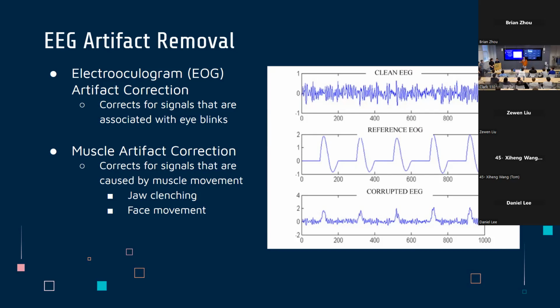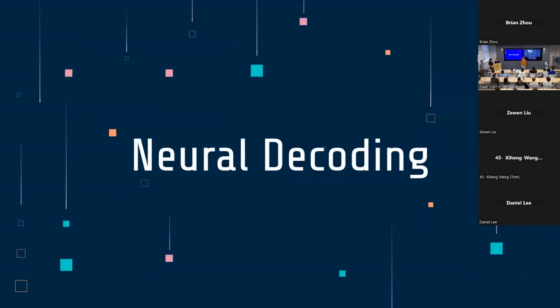One way to do that is EOG artifact correction. You can see here, this is the clean EEG. This is the reference EOG, which is eye blinks. When you look at the EEG without filtering out the eye blinks, you see these spikes, and those spikes are artifacts. You don't want to keep that in your data once you're running your machine learning algorithms. EEG also detects muscle movement, like when you move your arm, so you also need to correct for those. Again, this is really important because when we get to neural decoding, which is my personal favorite part, you need clean data to train your machine learning algorithms.